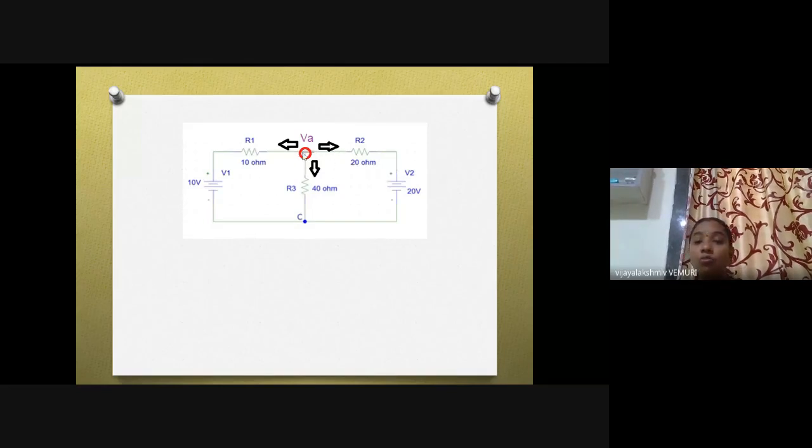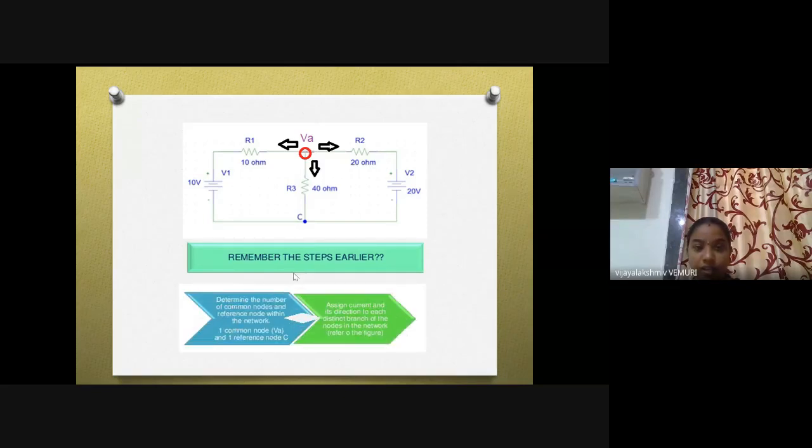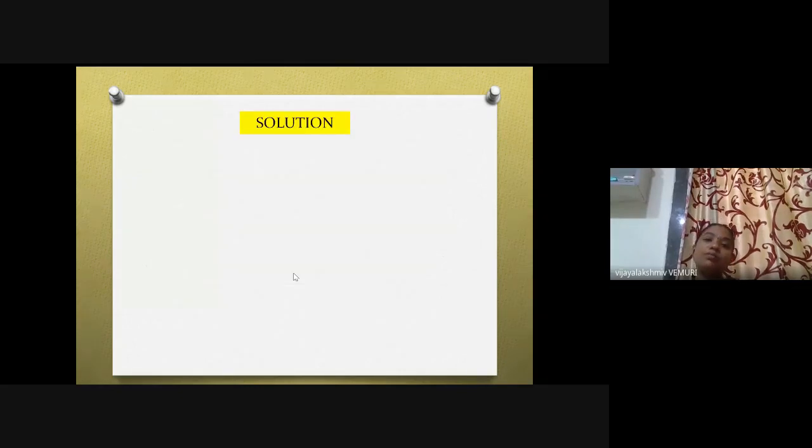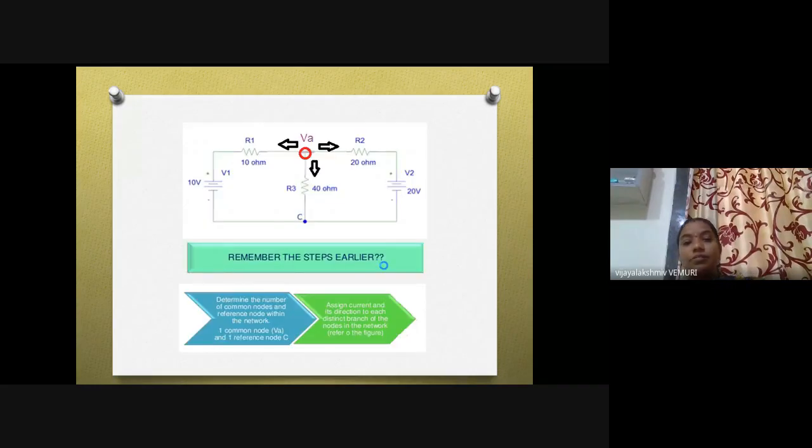Then how do we write down KCL for this particular direction of current? The current is flowing in this manner. Whenever I am applying KCL, these are the steps, right? So how the solution goes, you just observe. Apply KCL at node A. So for node A, this is the equation. How did we write this equation? You just observe here how I wrote this equation. When I am going in this direction, you need to observe.